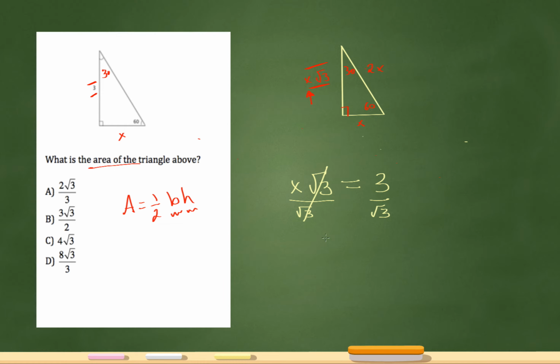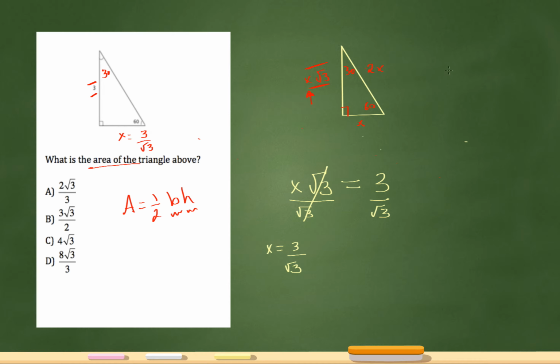So that cancels out. You're left with x equals 3 over root 3. So now I know what that x is. That x right there is 3 over root 3. And again, all I did to find that x was set that 3 equal to that x root 3, and then I was able to solve for it.